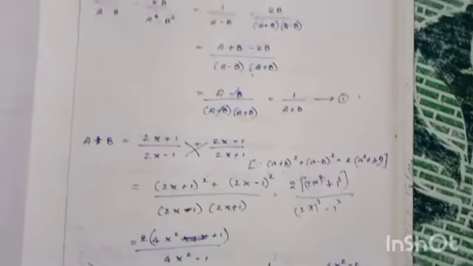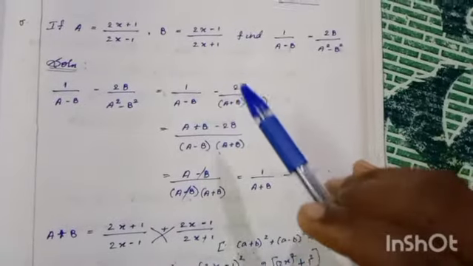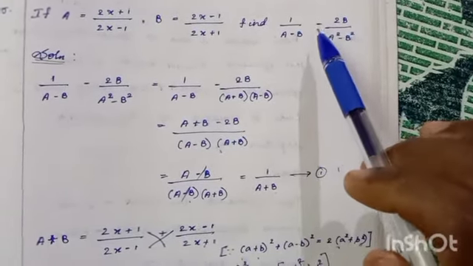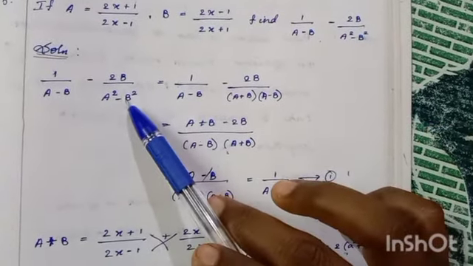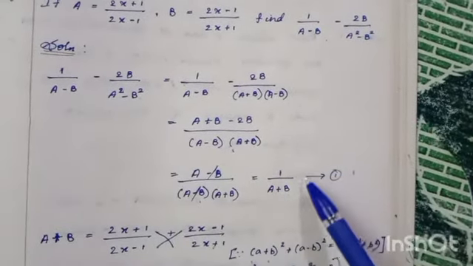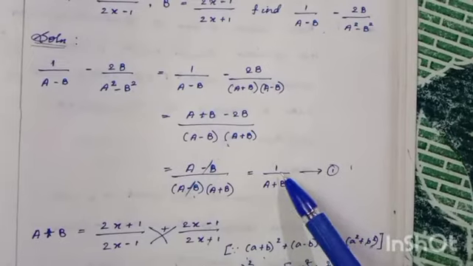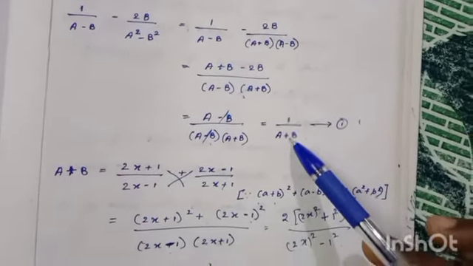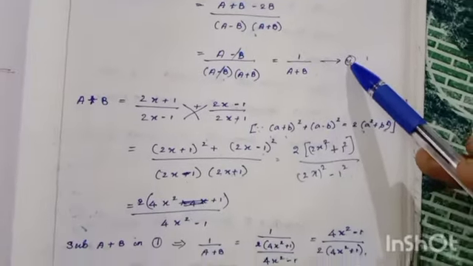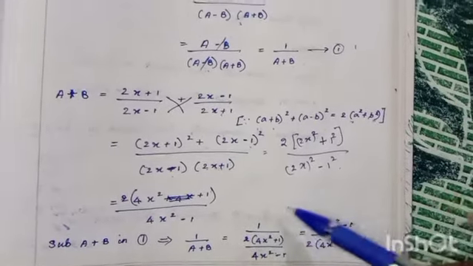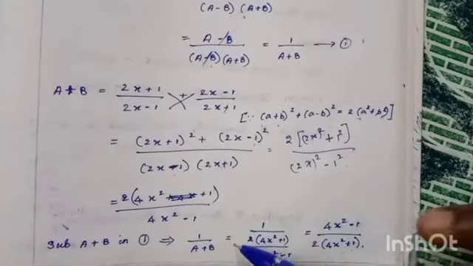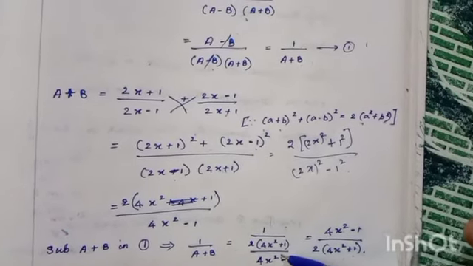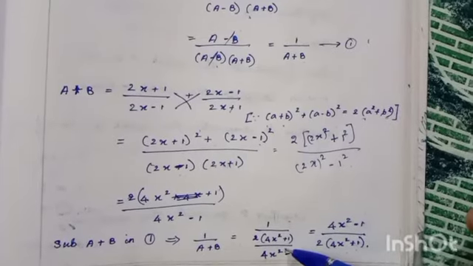Listen once again, students. The method: we want to find this value. For this, you find the simplified value, that is 1 by a plus b. Then you have to find the a plus b value, and substitute it in this equation. They are reciprocal values. 1 by a plus b means 1 by this value. Reciprocal means you interchange the numerator and denominator.